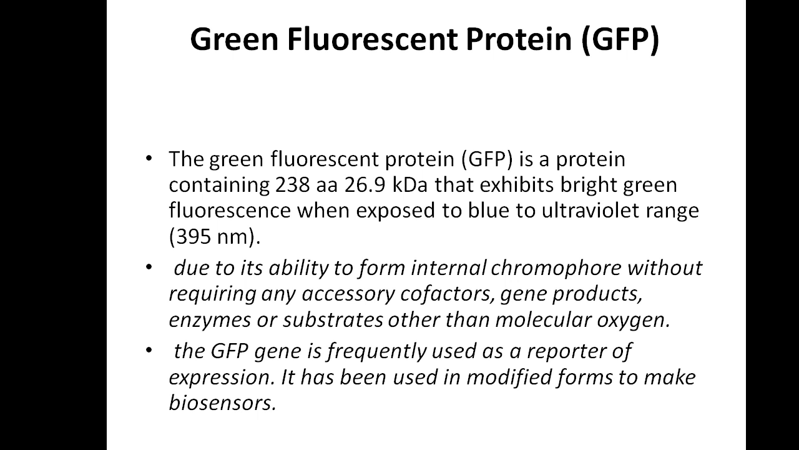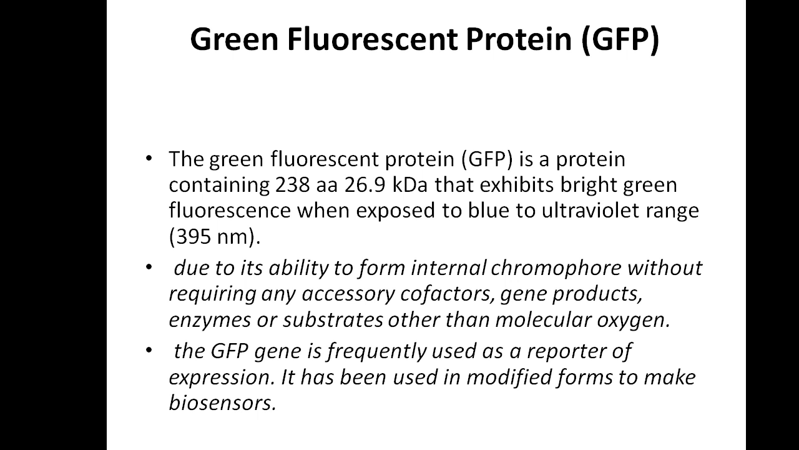It exhibits fluorescence, that is a bright green color, when it is exposed to ultraviolet range, that is 395 nanometer. Okay, this is a protein that gives the dark green or bright green fluorescence when exposed to 395 nanometer, because of its ability to form an internal chromophore without requiring any accessory cofactors. So it has that fluorescence exhibiting capacity.